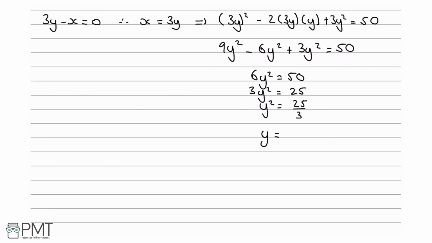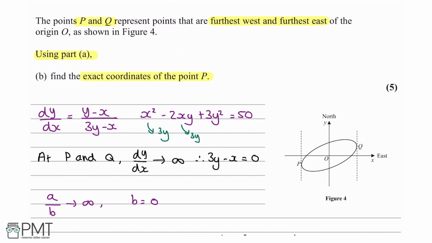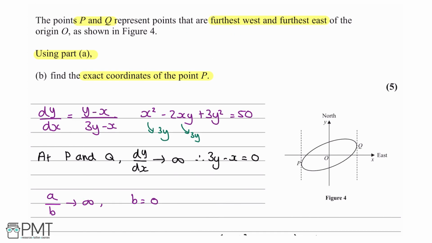Y equals plus or minus 5 over root 3, and rationalizing our denominator we get y equals plus or minus 5 root 3 over 3. But so we've got two solutions here, but the point only has one solution because that's the definition of a single point. Now if we come to our question, we need to find the exact coordinates of point P. If we look, point P here has a negative y value and a negative x value.